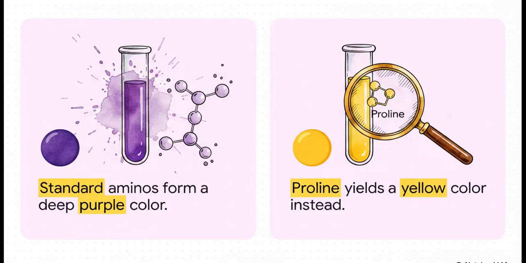Now, notice the dramatic visual contrast we get here. For almost all standard free amino acids, that boiling process yields a magnificent deep purple or blue color, the famous Ruhemann's purple. But there's a rebel in the ranks.